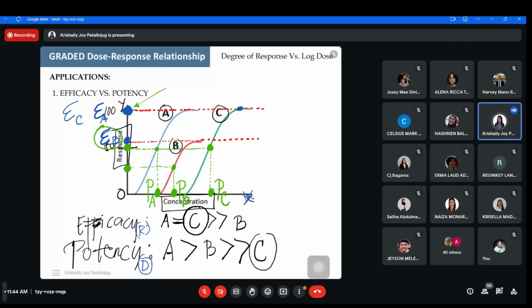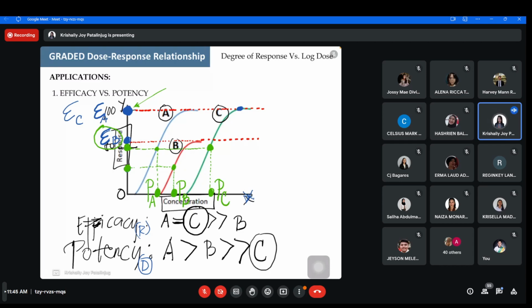So it doesn't mean that the drug that is potent is also the most efficacious. So it does not go along, no? Kapag more effective siya, hindi po yan applicable na more potent din. Hindi yan directly proportional yung efficacy and potency. Pwede ang gamot more effective but it could be the least potent one. Pwede din naman na siya yung more effective, pwede din siya yung more potent. So may mga ganun na mga gamot.